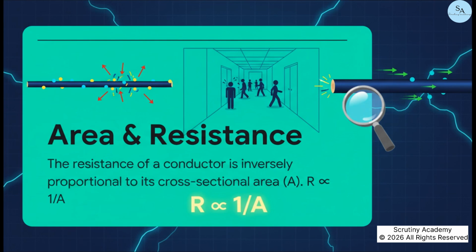Imagine a crowded hallway. If it's really narrow, everybody gets jammed up, and it's hard to move. But if you suddenly open that hallway into a wide corridor, traffic flows smoothly. A thick wire is just like that wide corridor.